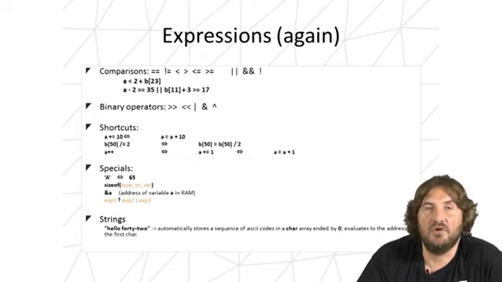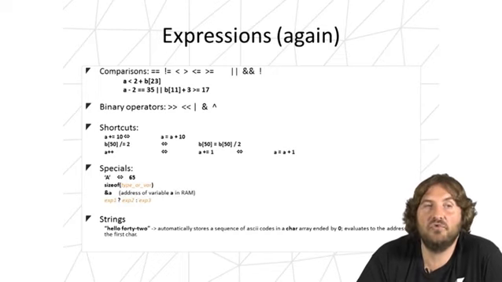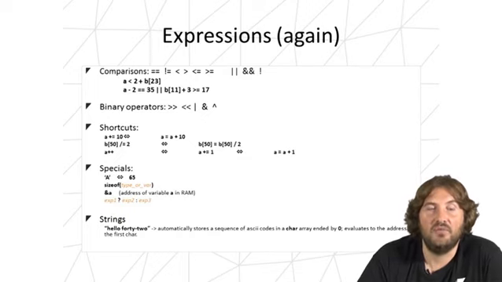There are some special expression elements. For example, 'A' returns the ASCII code for the character between the apostrophes. Actually, the ASCII code for A is 65. ASCII codes are extremely important as they allow us to display characters. There's an ASCII table, but we'll get back to this later on.